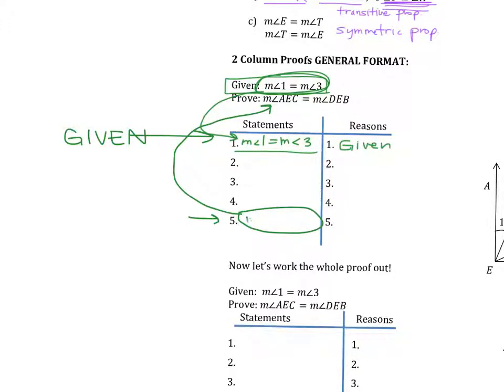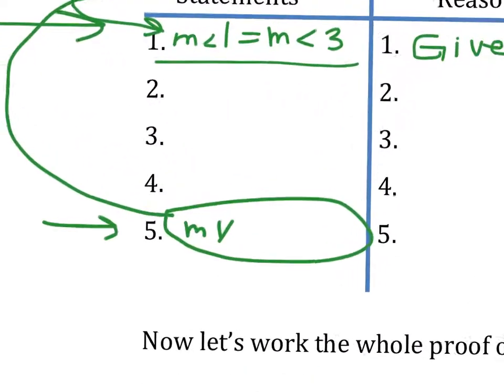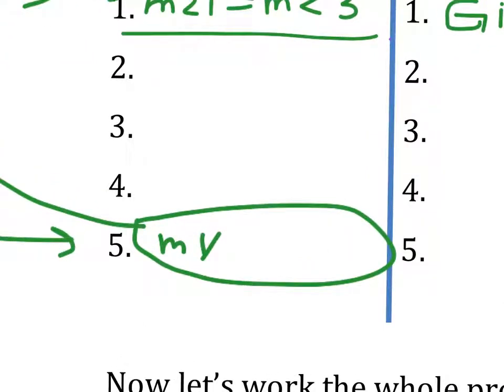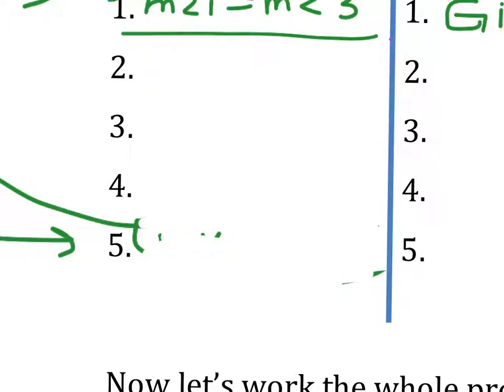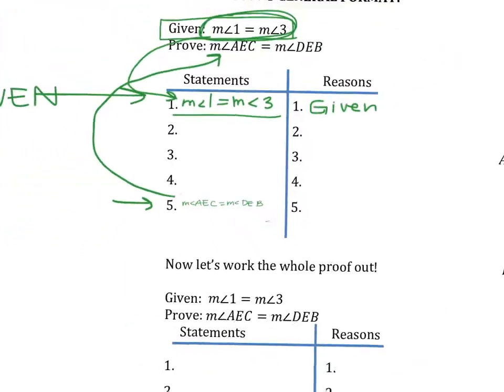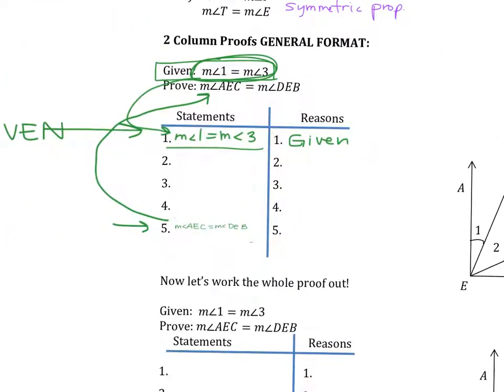So you will say the measure of angle AEC, sorry, that's really messy. I'm going to get this guy out of here. So for that last step, it's the measure of angle AEC is equal to the measure of angle DEB. Whatever they asked you to prove.